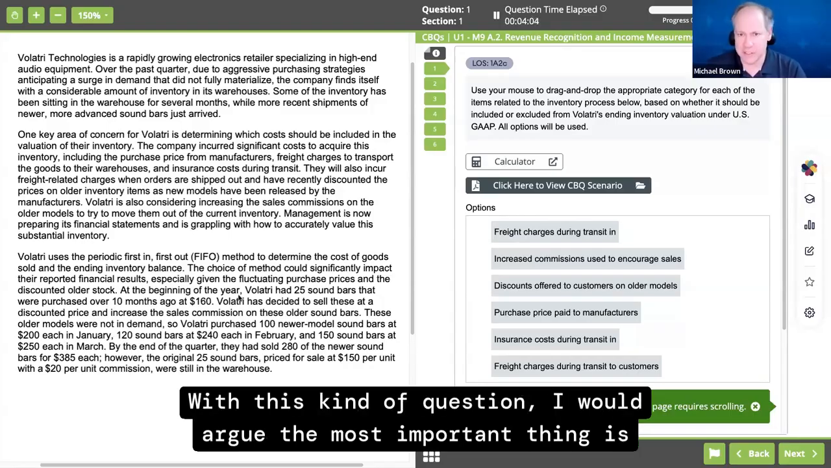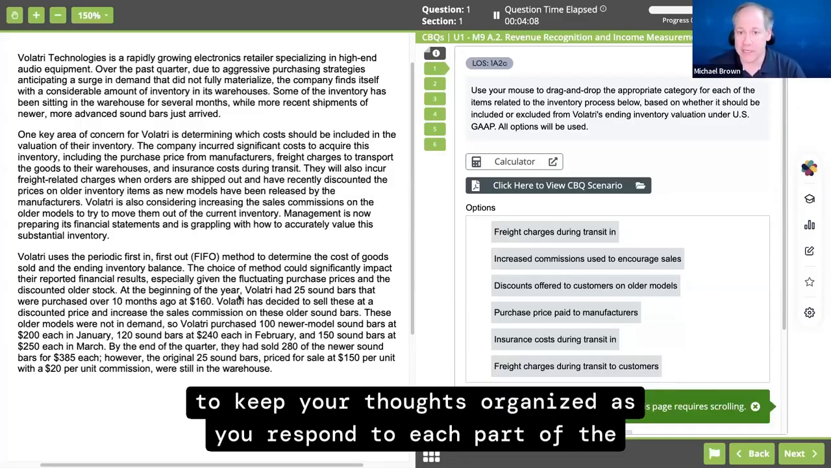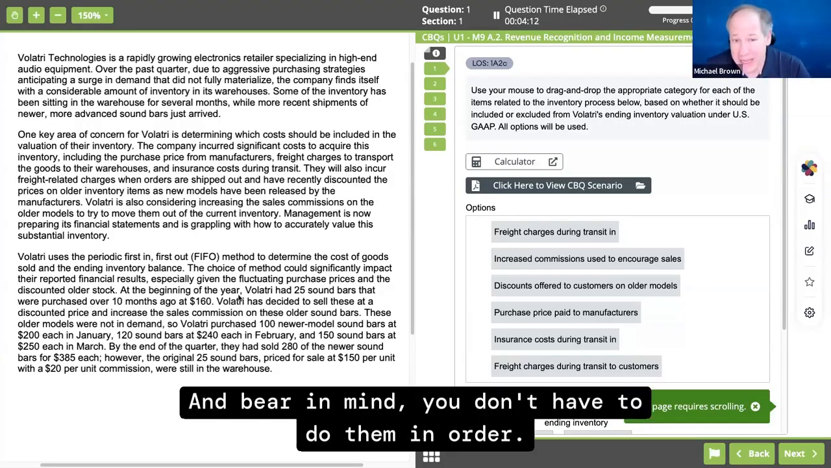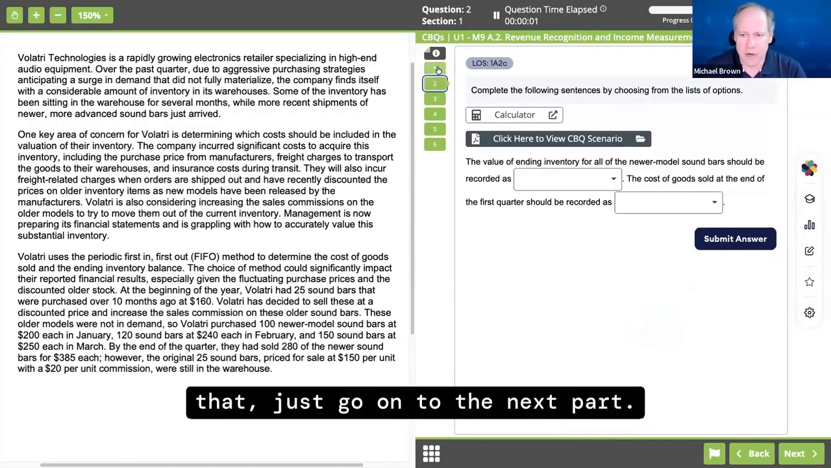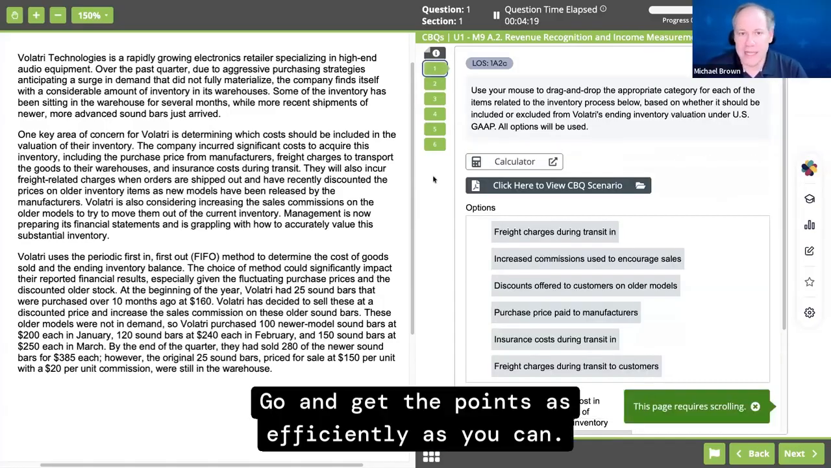With this kind of question, I would argue the most important thing is to keep your thoughts organized as you respond to each part of the question. And bear in mind, you don't have to do them in order. So if you look at one part and go, ooh, I'm really not sure about that, just go on to the next part. Go and get the points as efficiently as you can.